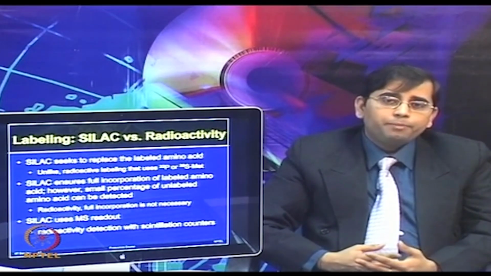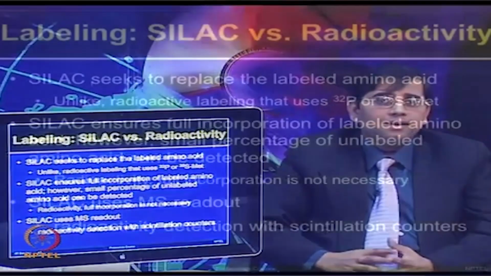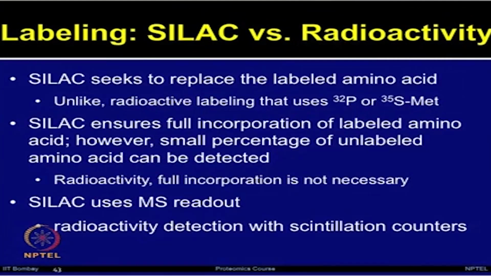The SILAC method seeks to replace the amino acid with a labeled one, unlike radioactive labeling, which uses 32P or 35S methionine. The SILAC method ensures that labeled amino acids are fully incorporated in the cells. However, a small percentage of unlabeled amino acids can be detected. In radioactivity based labeling, full incorporation is not necessary. In SILAC, one can read out the signals by using mass spectrometers, whereas radioactivity detection is possible by using scintillation counters or by registering the films for the signal intensity.